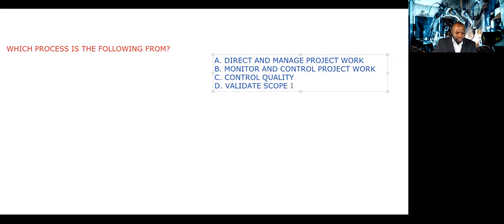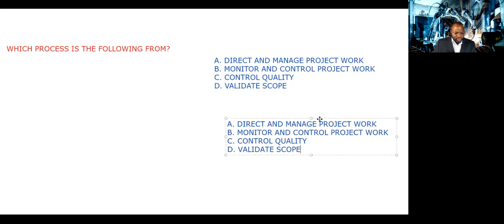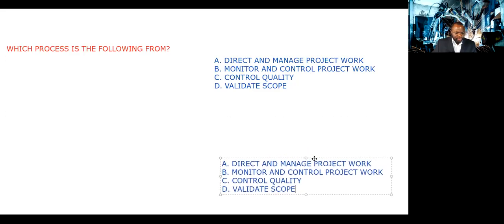And we're going to have two sets of questions. So let me put this down here for the second round. But these are the things that I want to know. Which process is the following from? So here is your poll to get started. And the first item is approved change requests. Which process is approved change requests from?